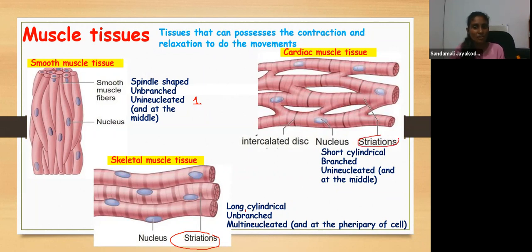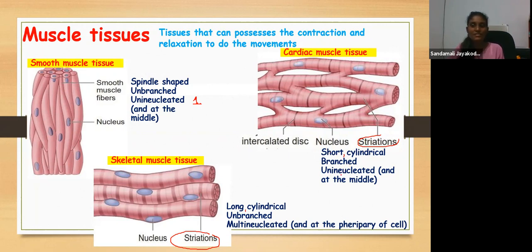That's a common feature of both skeletal muscle tissue and cardiac muscle tissue. And then I am moving to tell you about this cardiac muscle tissue. When we look at this skeletal muscle tissue, it is long and cylindrical, but it is unbranched. But here, this cardiac muscle tissue is branched. This is short and cylindrical and branched.